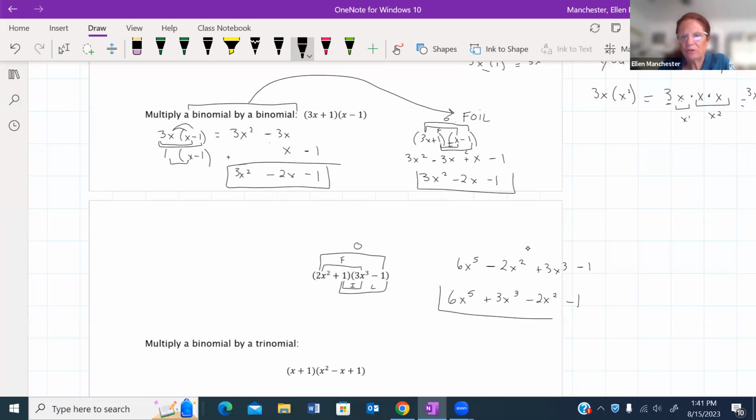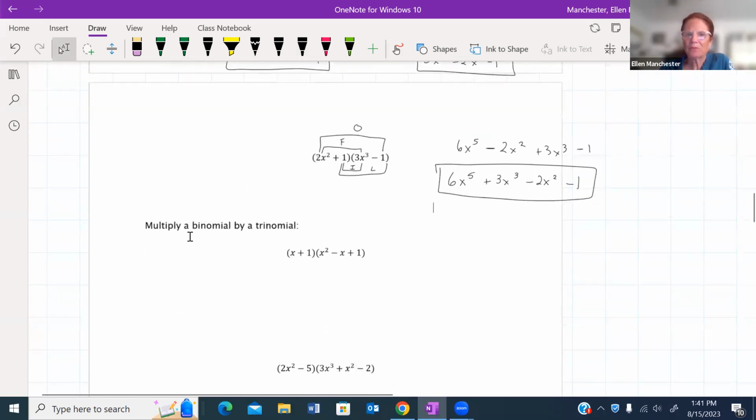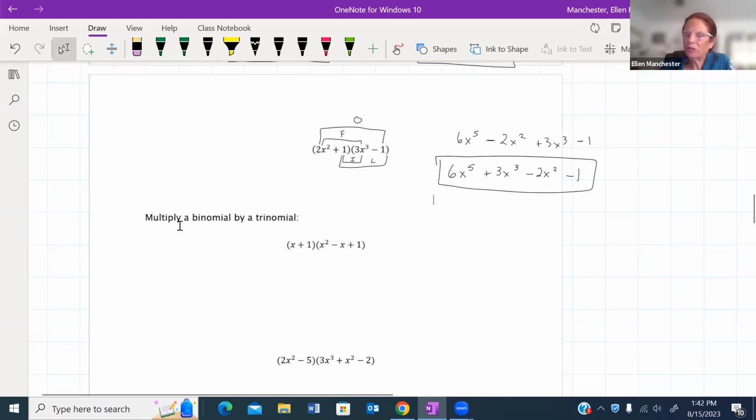And that is the correct answer, just by doing FOIL. FOIL's a lot faster, just because you're doing most of it in your head. Okay, but if you need to see all the steps, then write it out just like that. Okay, so FOIL only works for binomial by binomial.